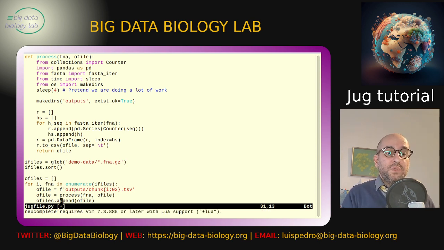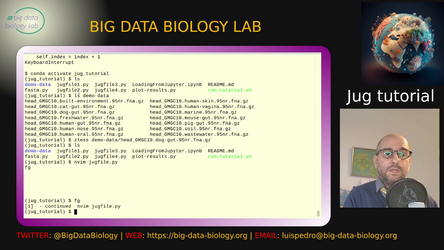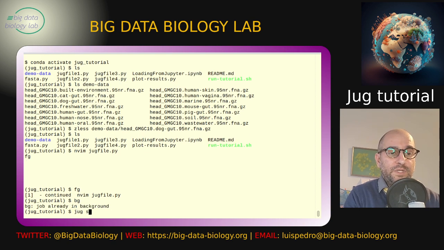So if it wasn't for this TaskGenerator little thing up here, this would basically be a very standard Python file, right? So what's the difference here? The difference is that instead of running python jugfile, we are going to have to run jug, and as with many of our tools, this is a subcommand interface. So we will run jug execute jugfile.